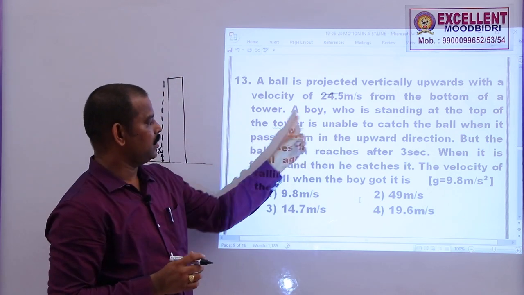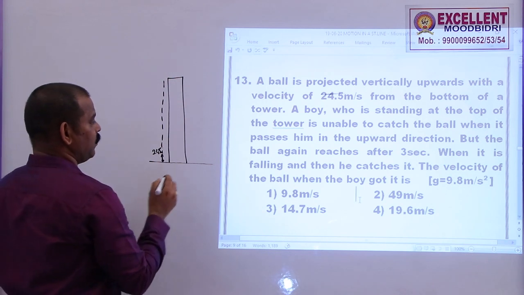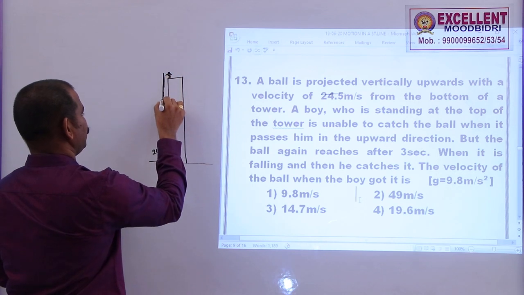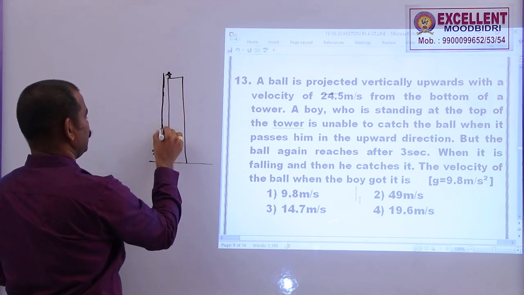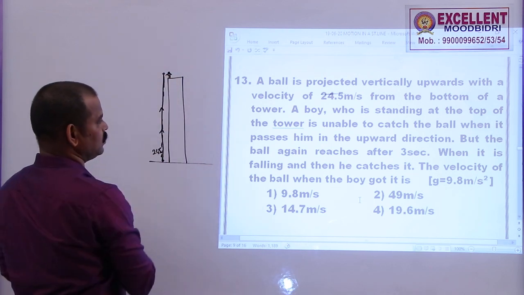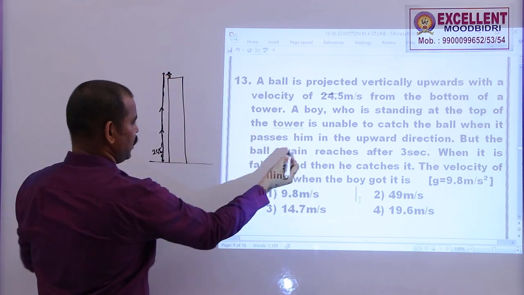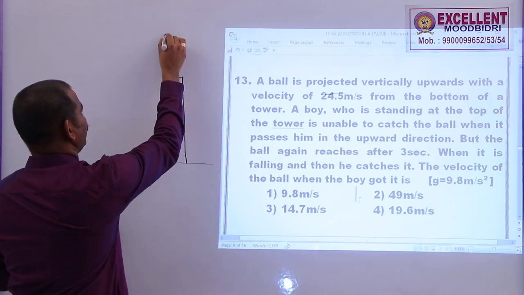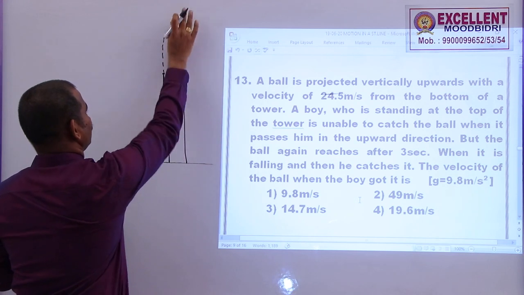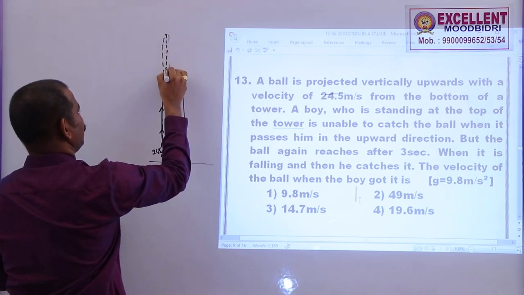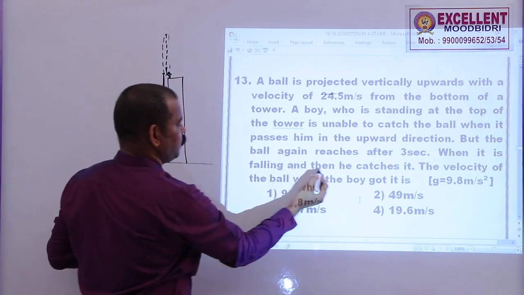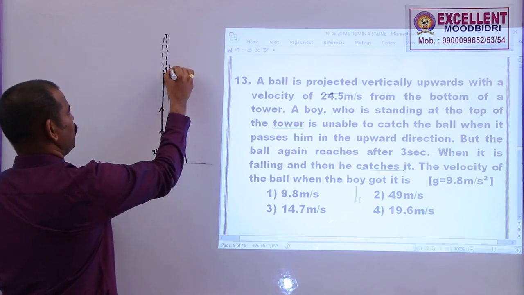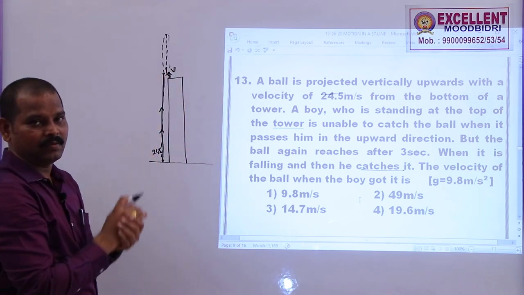A boy who is standing at the top of the tower is unable to catch the ball when it passes him. So the boy is standing here while the ball is going up. While the ball is going up, he is unable to catch it, but the ball again reaches him after 3 seconds. So the ball went up and it is coming back. While coming back, he catches it. What is the velocity with which the ball has reached the boy's hand?